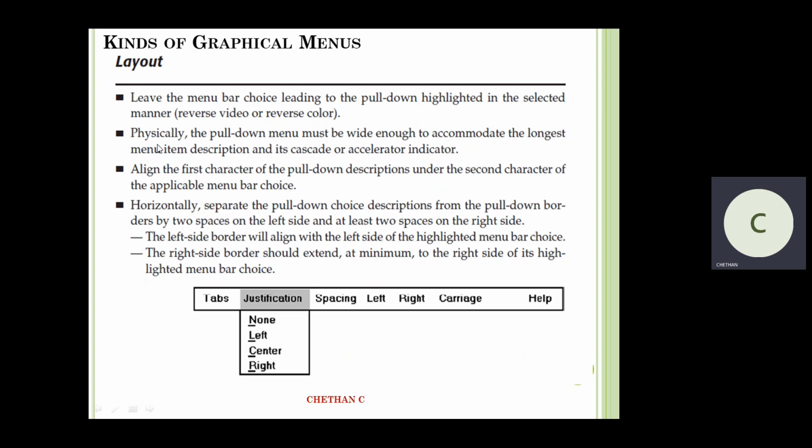That is what they say, that there should be enough space to accommodate the longest menu item description and its cascading effects. Okay, so you're going to align the first character of the pull down description under the second character of the applicable menu bar choice.